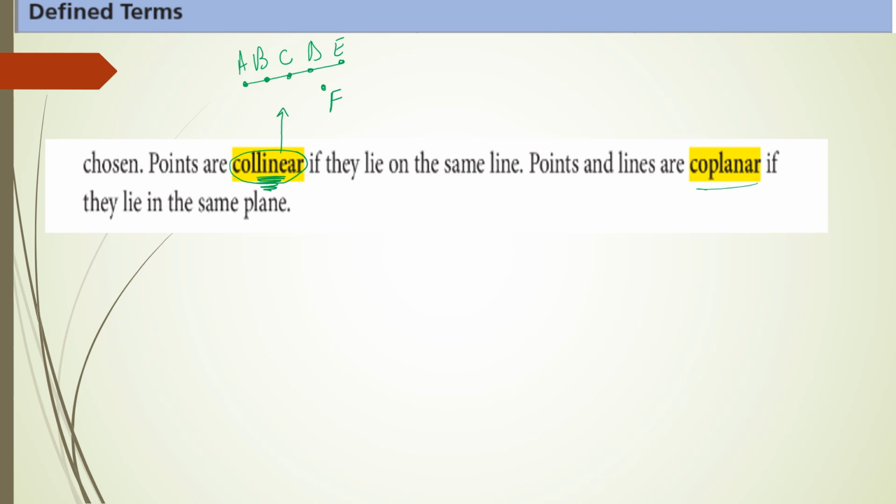Coplanar. Coplanar, it is the points which lie in the same plane. So for example, K and M or P, they are coplanar points. The reason is that they lie in the same plane.